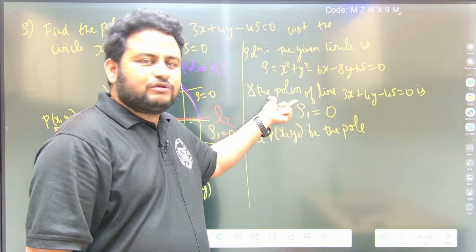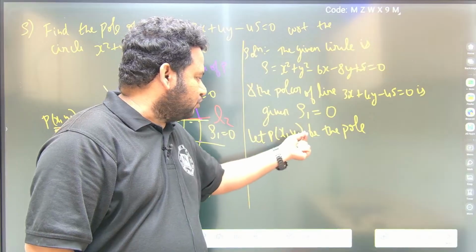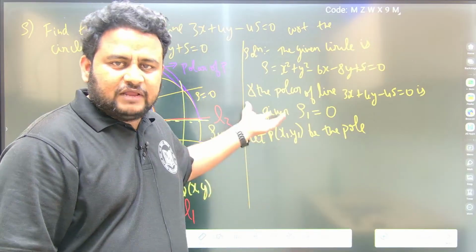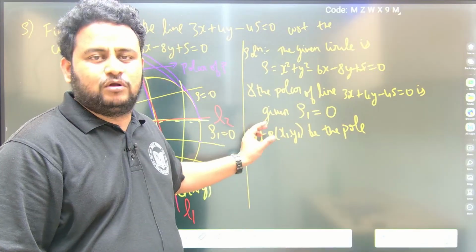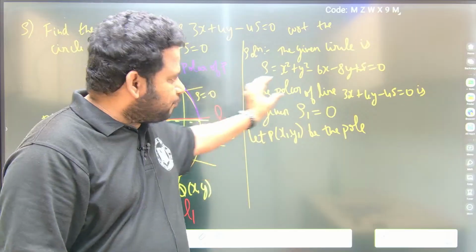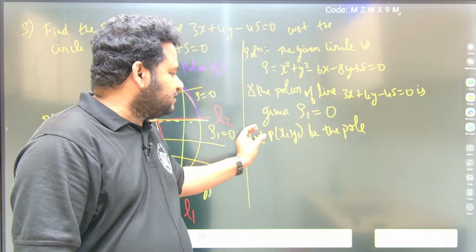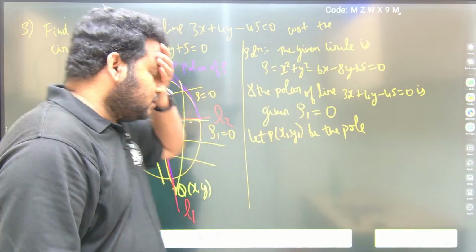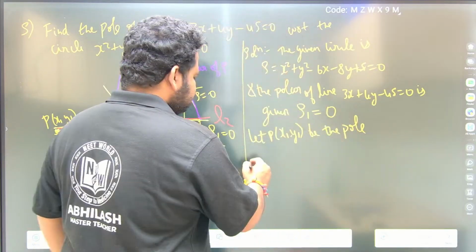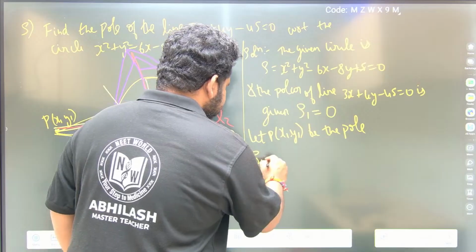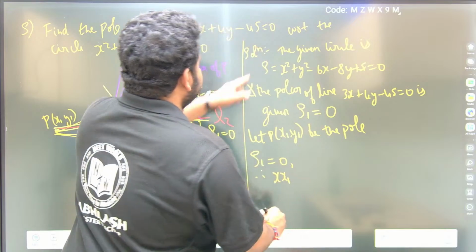This polar you will get from this point P. This point P is the pole. Here what we have to find is the pole, so while finding the pole, we will also find the polar. P means (x1, y1), that is the pole. The point is the pole and the polar is the line. Here we have to find the value of x1, y1. That's it. Now see here, S1 equals 0. Therefore we'll have x into x1, for this circle.